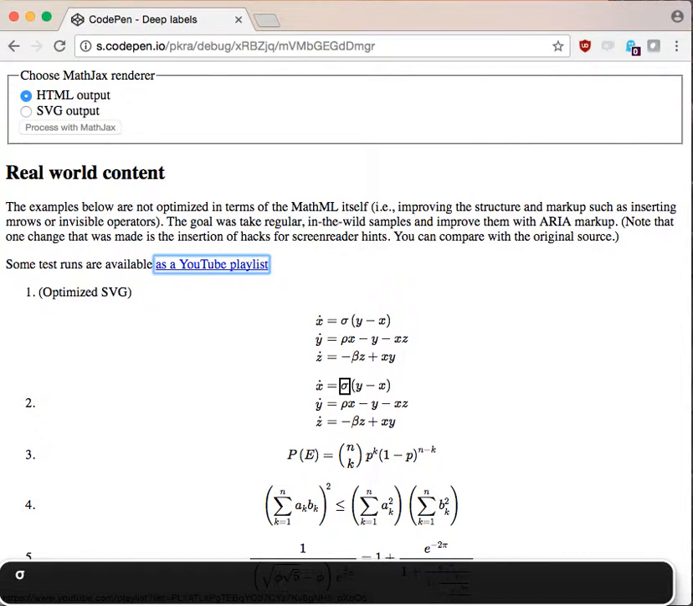equals sigma (Y minus X). Derivative of Y, group with 2 items, equals rho X minus Y minus X Z. Derivative of Z, group with 2 items, equals minus beta Z plus X Y.